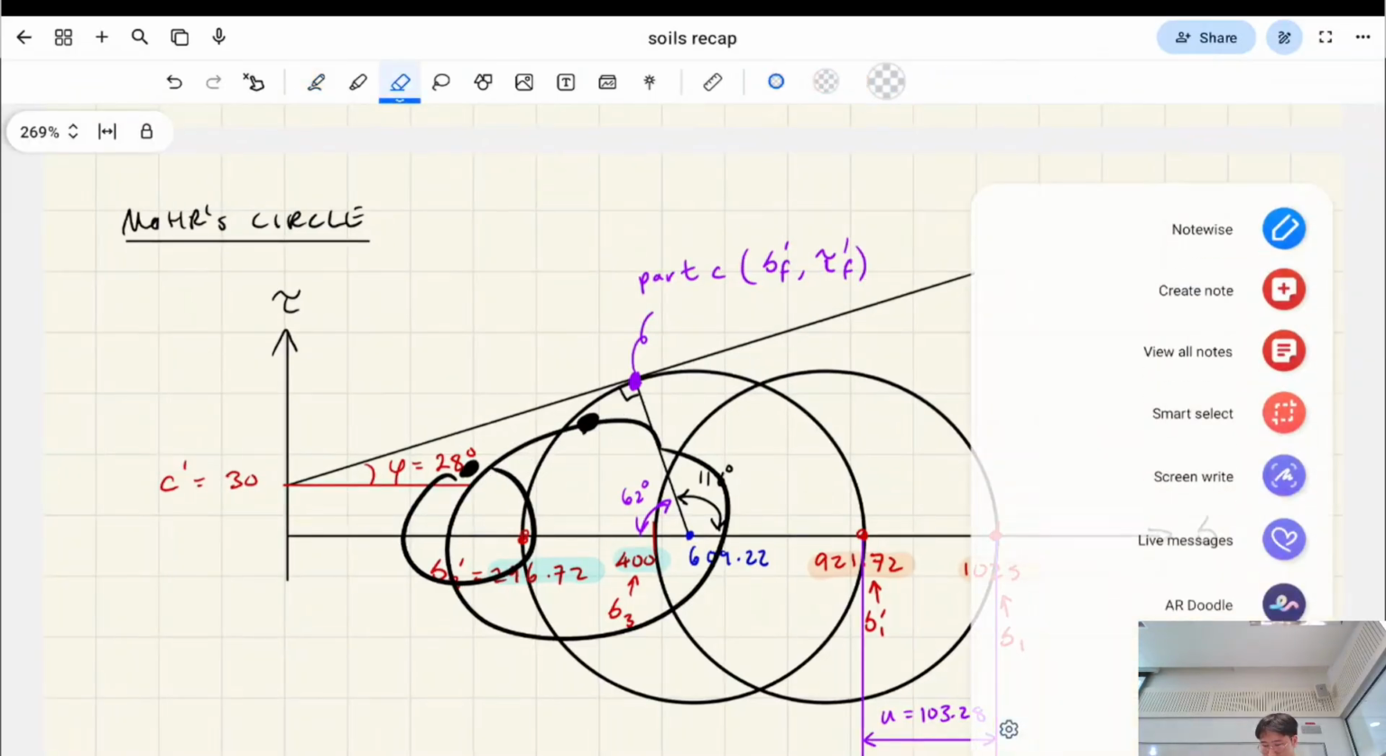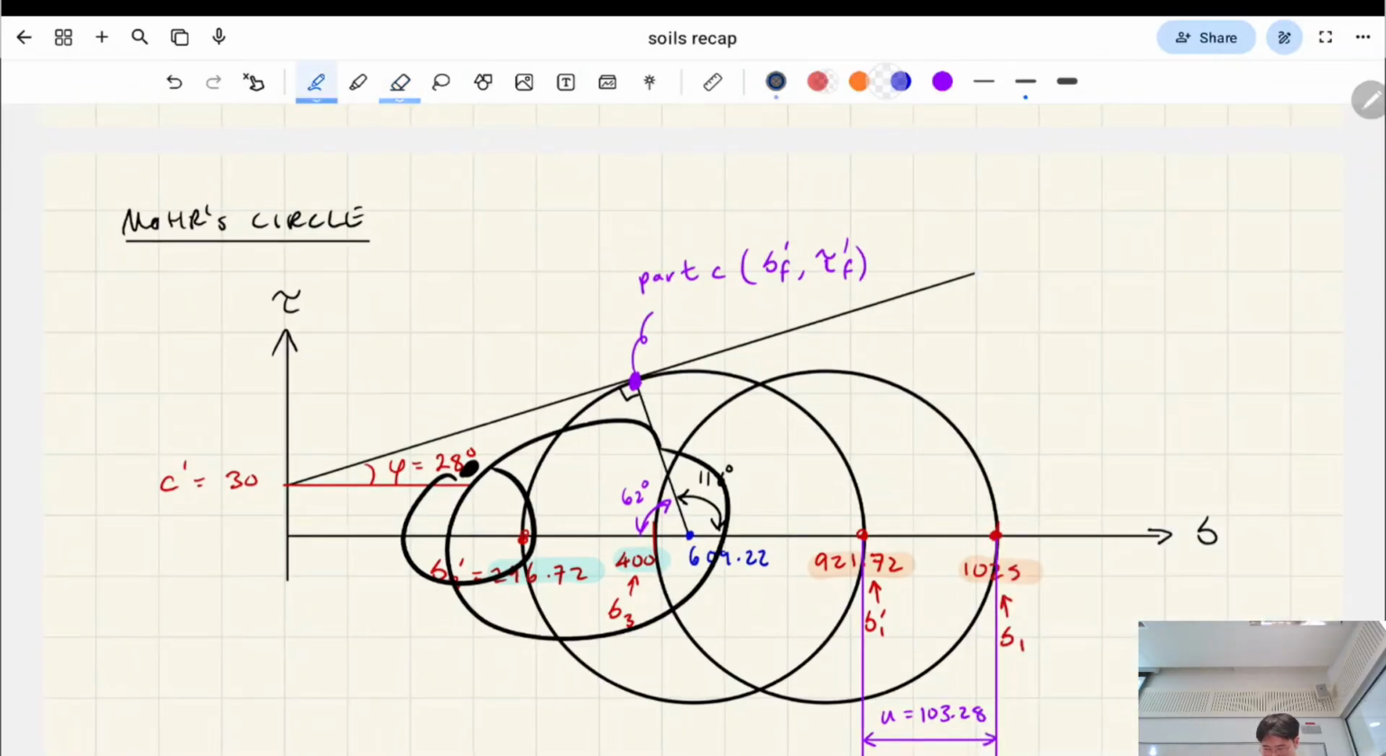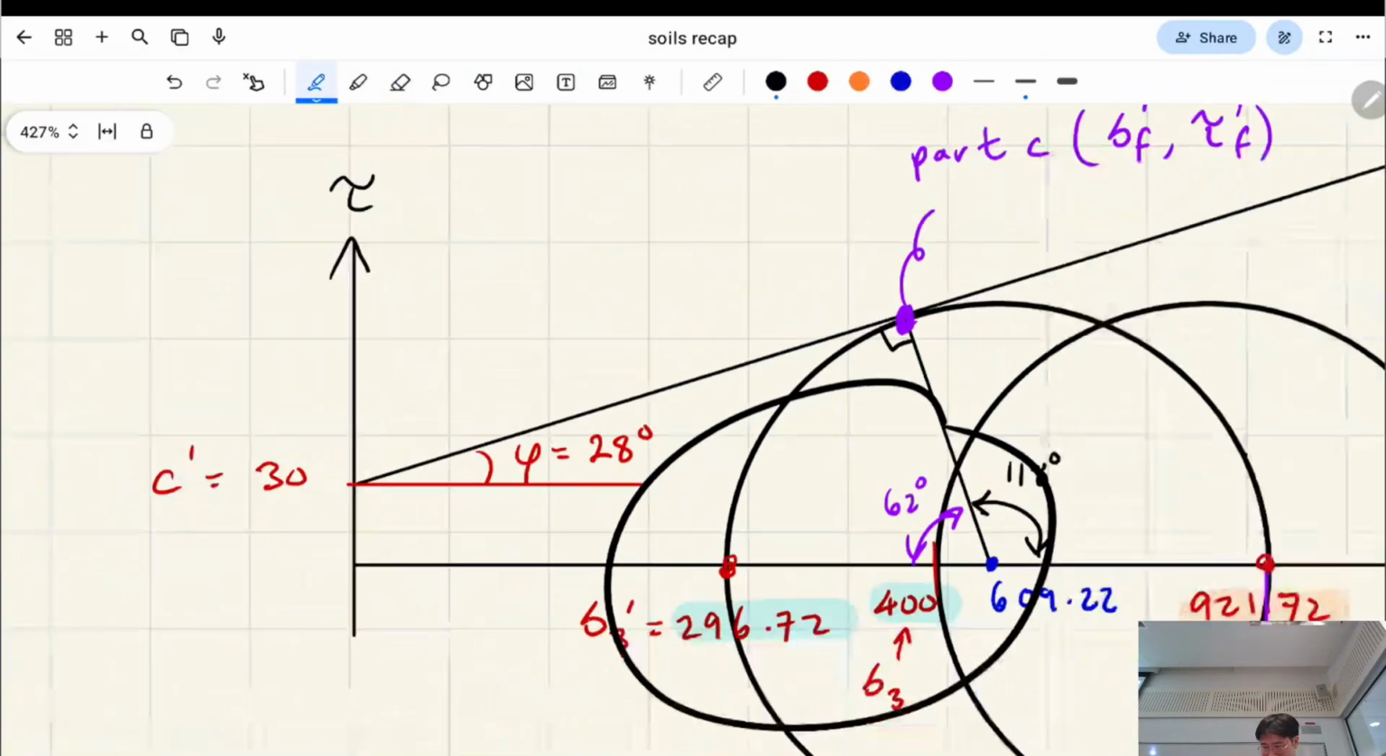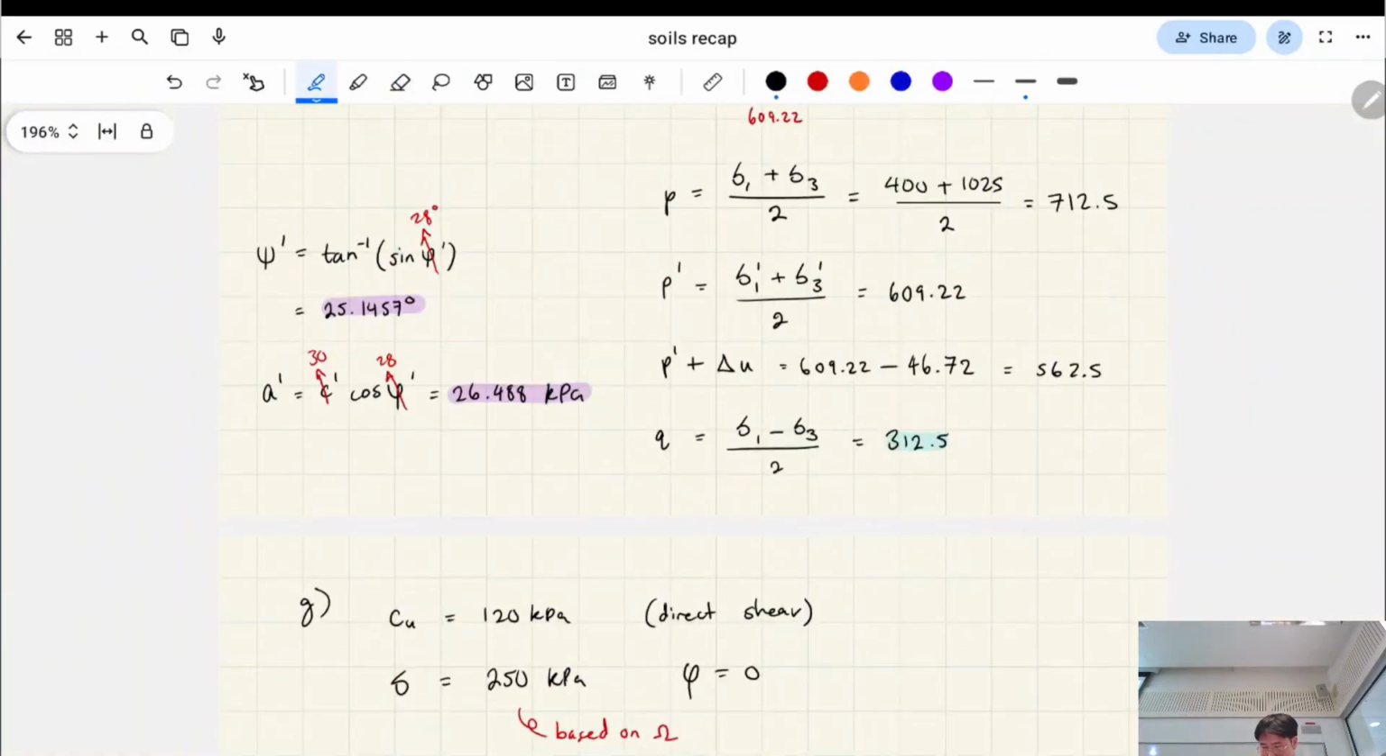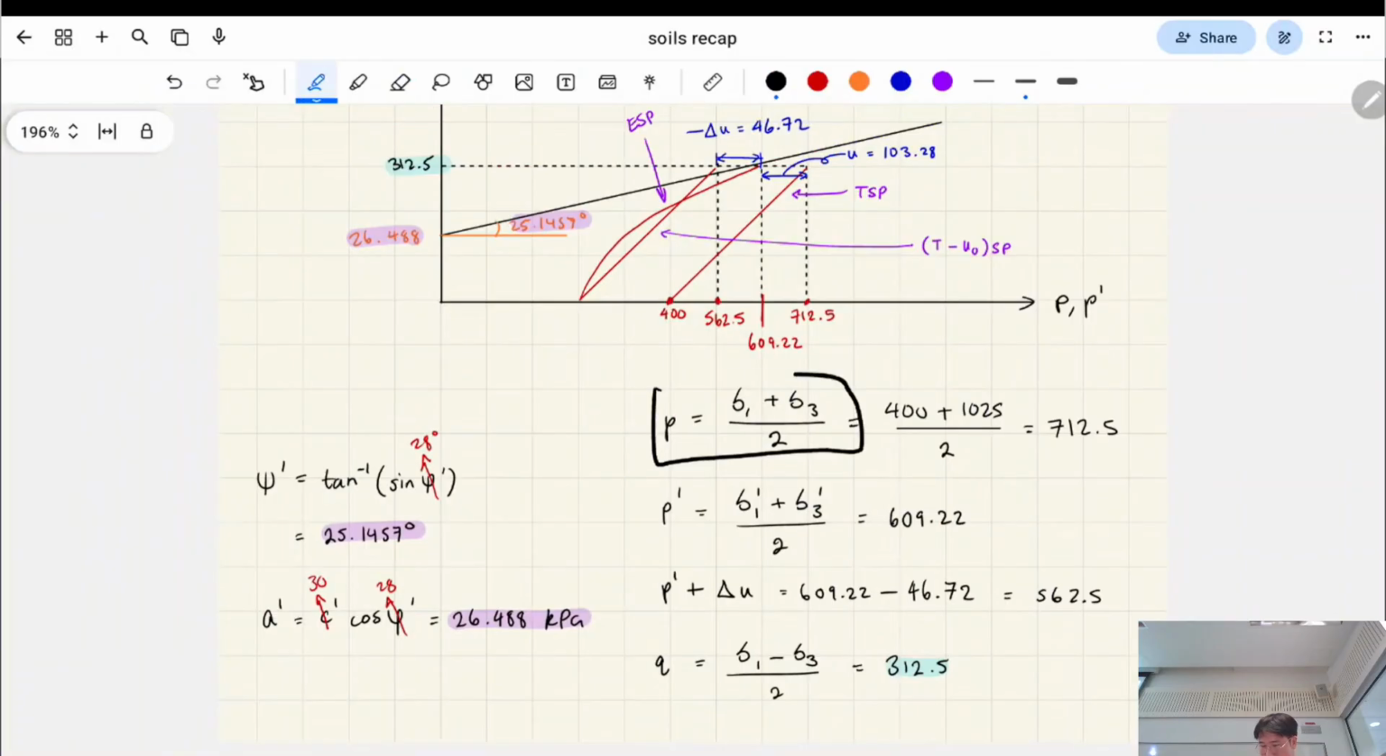P and Q have these formulas. So one is the average of the circles, so that's in the x direction, and the other one here is the radius of the circle, so that's in the tau y direction. This is all circle geometry and more circle stuff.